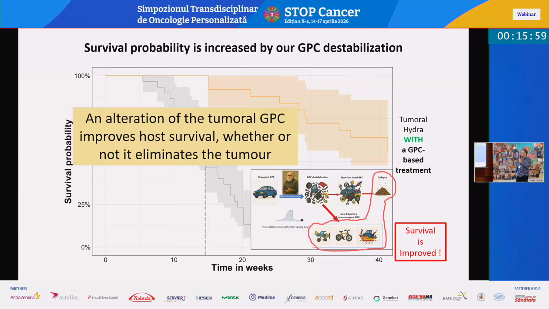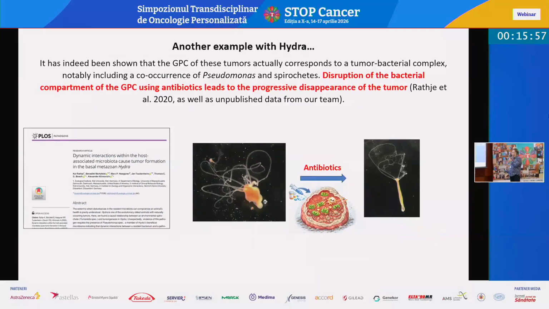Another interesting result with hydra is when you alter the bacterial part of the GPC, of the tumoral GPC, using, for instance, antibiotics. When you apply antibiotics on tumoral hydra, you can indeed cure them. And this has been demonstrated by Raj and colleagues in this PLOS Pathogens paper. And we have exactly the same results at the moment in my lab.